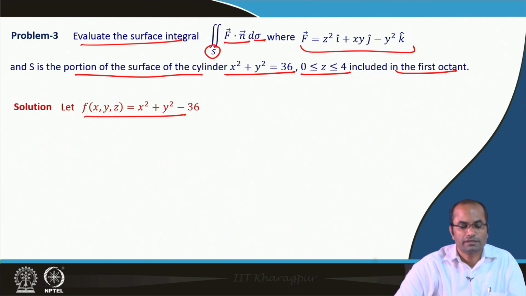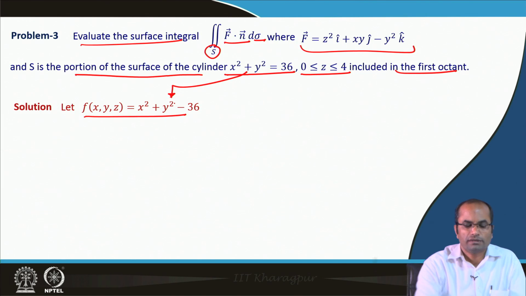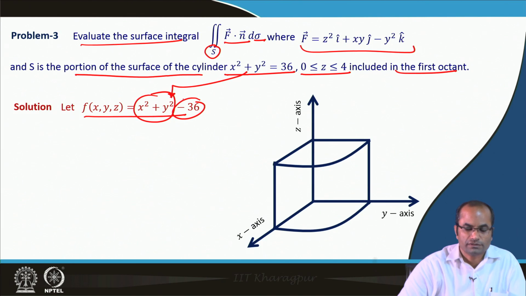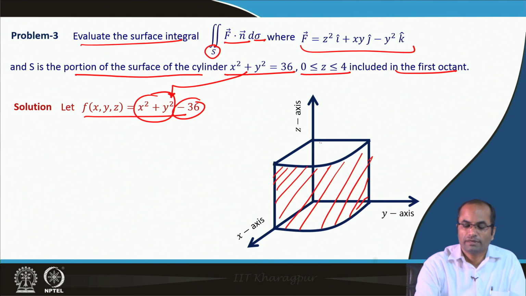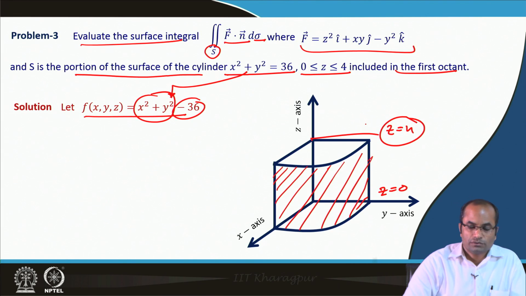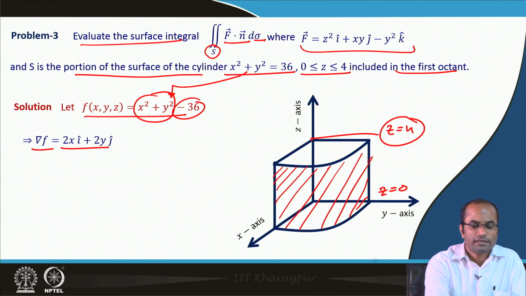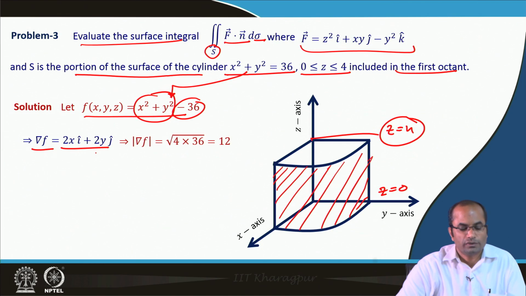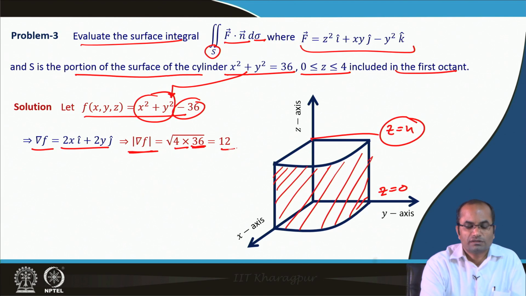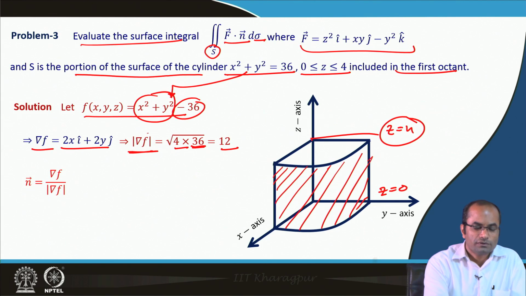So, again we will take f as the given surface x squared plus y squared; 36 is not playing any role for the evaluation of the gradient. So, here we have the x axis, y axis, z axis, and this is the cylinder which is along the z axis, varying from z equal to 0 to z equal to 4. Well, then grad f is 2x i, 2y j, and the absolute value of grad f we can evaluate. So, 4x squared plus 4y squared, and x squared plus y squared is 36. So, 4 into 36 under the root is 12. So, the magnitude of grad f is 12.